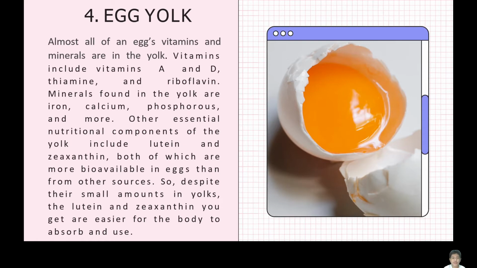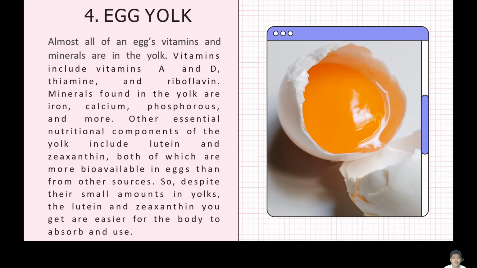Almost all of an egg's vitamins and minerals are in the yolk. Vitamins include vitamins A and D, thiamine, and riboflavin. Minerals found in the yolk are iron, calcium, phosphorus, and more. Other essential nutritional components of the yolk include lutein and zeaxanthin, both of which are more bioavailable in eggs than from other sources. So despite their small amounts in yolks, the lutein and zeaxanthin you get are easier for the body to absorb and use.